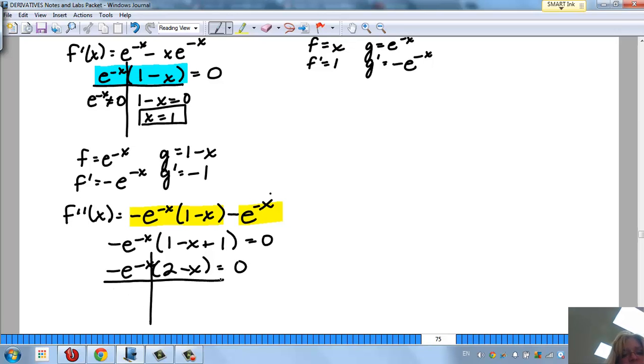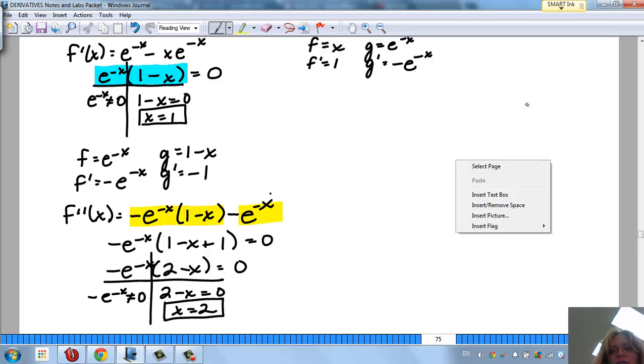Make a big T. So negative e to the negative x will never equal 0, so thanks for playing, thanks for your help. But I do know that 2 minus x will equal 0, so x equals 2. So here are the 2 points that we can use on our f prime bar. I'm going to make a nice big graph over here of this function.